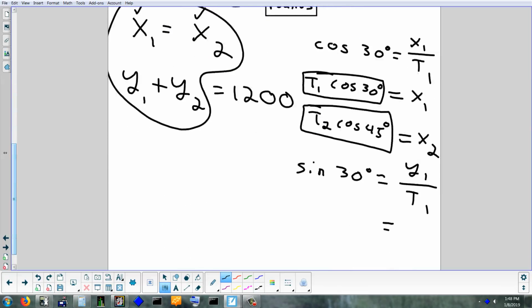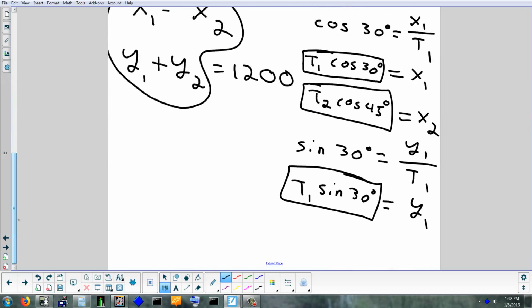Okay, so what's y1? It's going to be t1 sine 30. Now, without going through the whole thing again, does anyone think they can tell me what y2 would be? T2 sine 45. Perfect. There's y2.